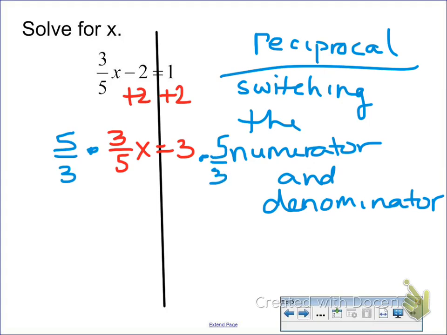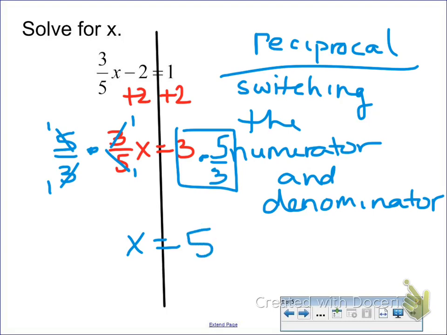Now why do we do that? Well, 5 divided by 5, that's going to turn into 1. And 3 divided by 3, that's also going to turn into 1. So we're left with a 1 in front of the x, and now we just need to do this calculation on the right side to figure out what x is. So 3 times 5/3. If you put that in your calculator, you're going to end up getting 5. Also, look at it like this. 3 divided by 3 is 1. 1 times 5 is 5. So x equals 5 is our answer.